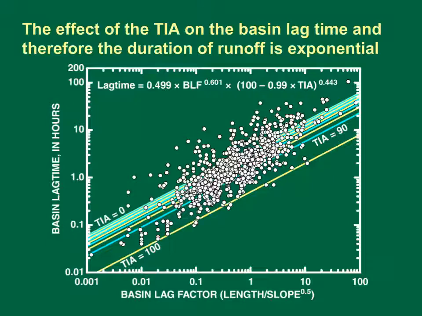The vertical axis shows the basin lag time in hours, which ranges over 4 orders of magnitude from less than a minute to more than 4 days. The horizontal axis shows the basin lag factor, which is the drainage length in miles divided by the square root of the slope, which is measured in feet per mile. The alternating yellow and blue lines show the effect of TIA selection on lag time. The lines are tightly packed at low levels of imperviousness, indicating small changes in lag time with a change in TIA.